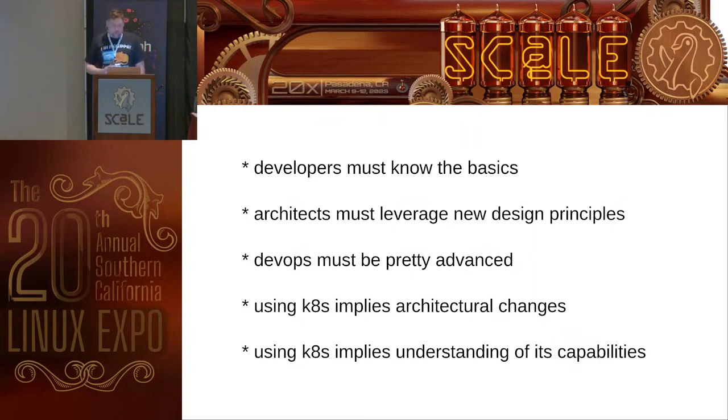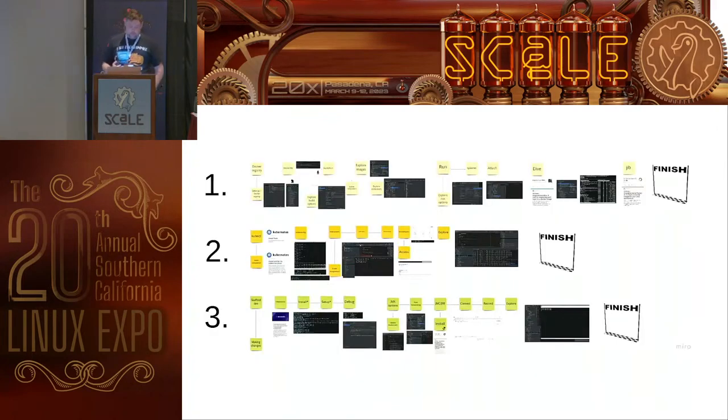And the second point is that architects must leverage new design principles, for that they need to learn them and understand how it all works in Kubernetes. DevOps must be pretty advanced, because again, it's completely different from, let's say, running OpenStack. And yeah, you have to think about that as well. So Kubernetes allows a lot of things. If you want a real benefit from them, you at least have to know about them.